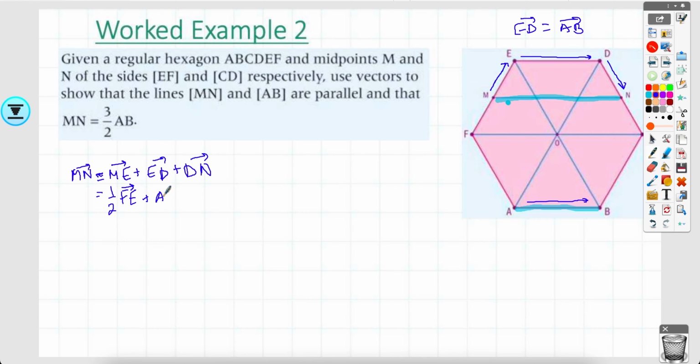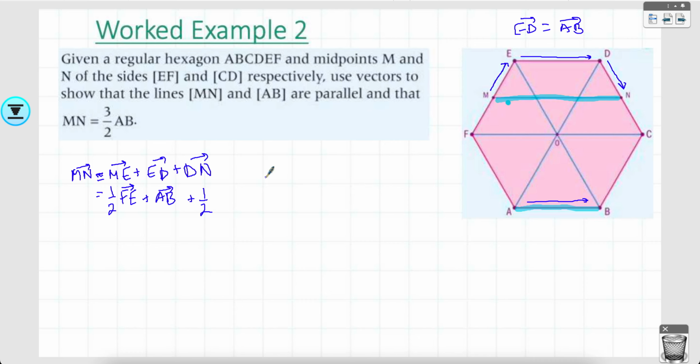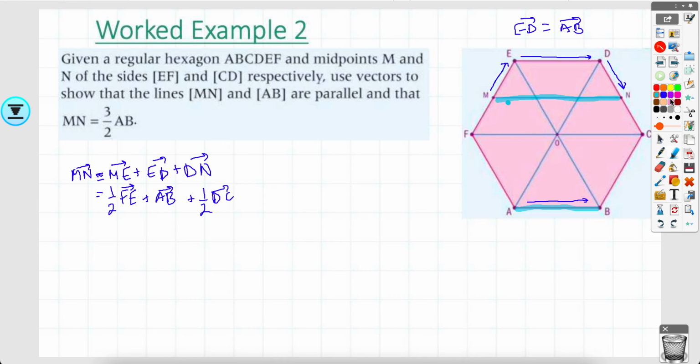So I have that this is equal to AB, and DN is half of DC. Once we have that, I can then find equivalences. So if you look here at FE, let's try red. So FE here is the same thing as OD.